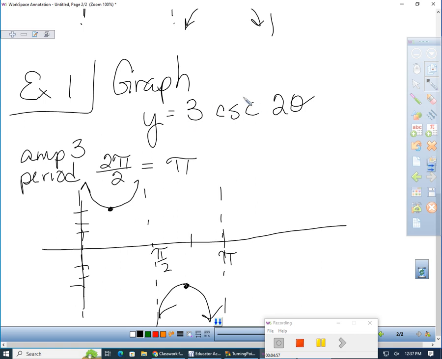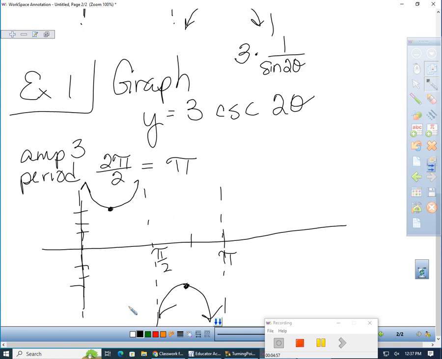When you type this in, it's going to be 3 times 1 over sine 2 theta. Theta is just x, right? Yes. The x would be inside the parentheses. Correct. Is that right? You get a bunch all the way across?